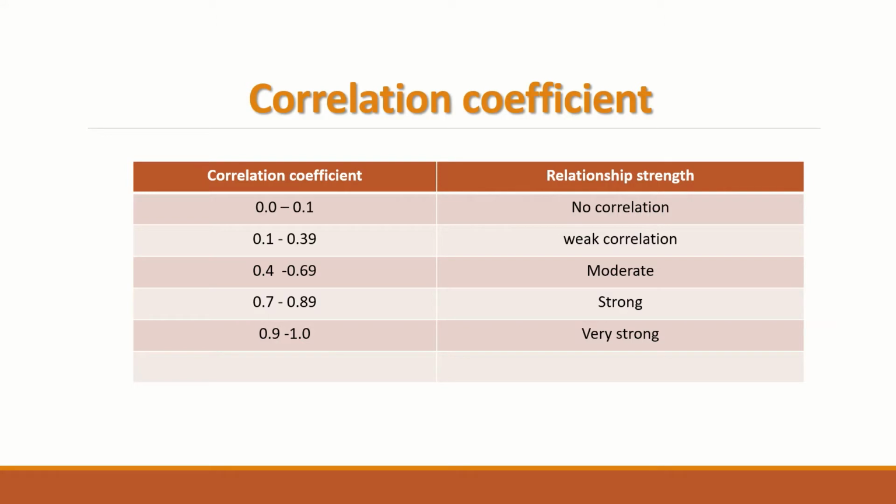Now, the correlation test will produce a correlation coefficient, which is a measure of the relationship strength. A coefficient of 0 to 0.1 indicates no correlation. 0.1 to 0.39, weak correlation. 0.4 to 0.69, moderate correlation. 0.7 to 0.89, strong, and 0.9 to 1, very strong relationship.